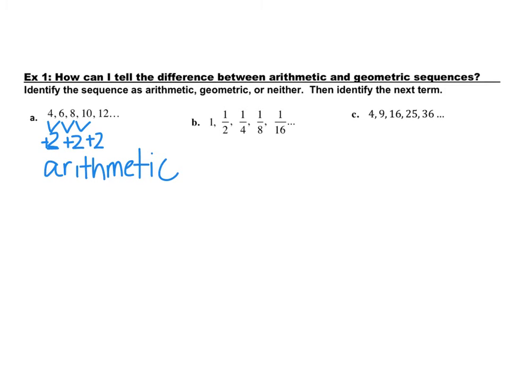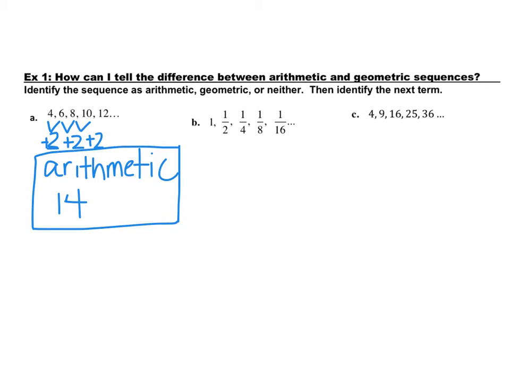Now let's go ahead and identify the next term. So if I'm going up by 2, and my last term there is 12, 12 plus 2 is going to be equal to 14. So this is an arithmetic sequence, and the next term is 14. Let's take a look at our next one.